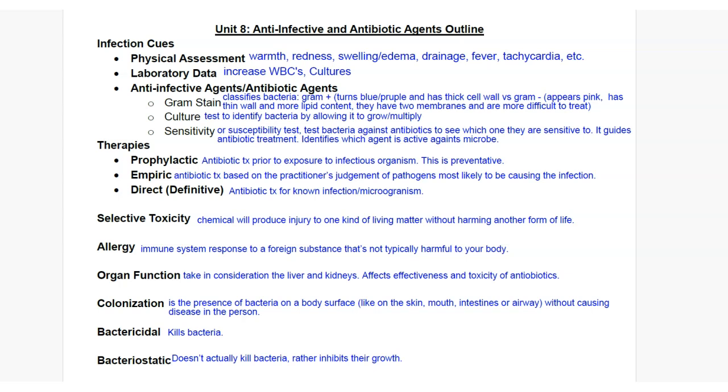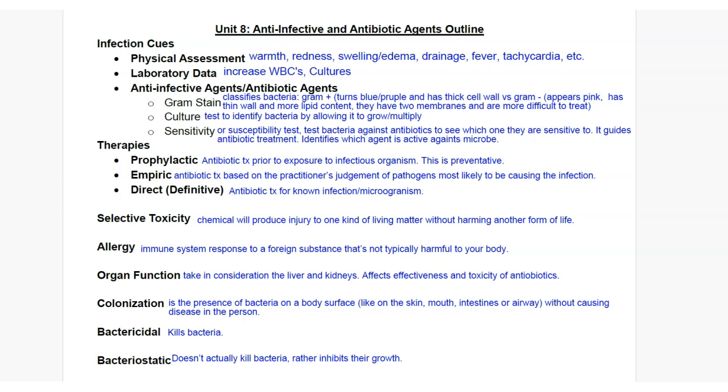So the difference is, right, prophylaxis is just preventative. Empiric, there is an infection, but they're just assuming that it's a certain bacteria, although they're still not 100% sure. It's just based on their own judgment. Now, in direct definitive, they're treating an infection and they already know what kind of infection, what microorganism is causing that infection.